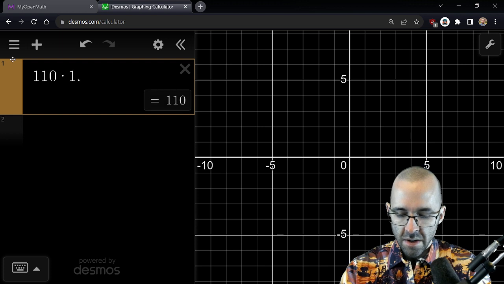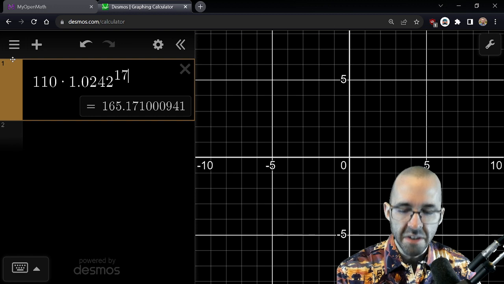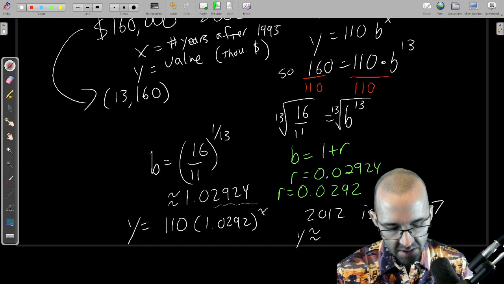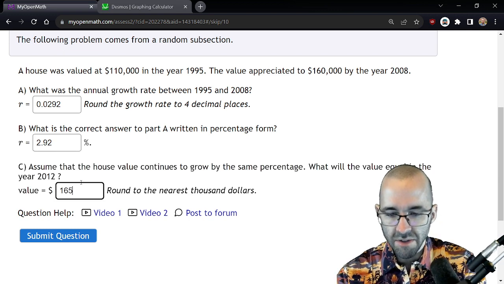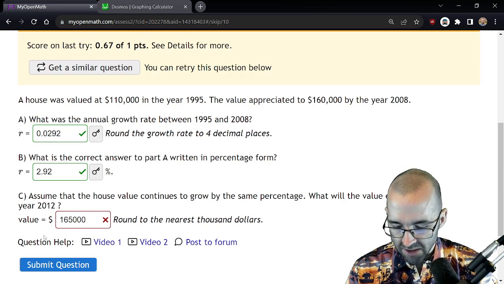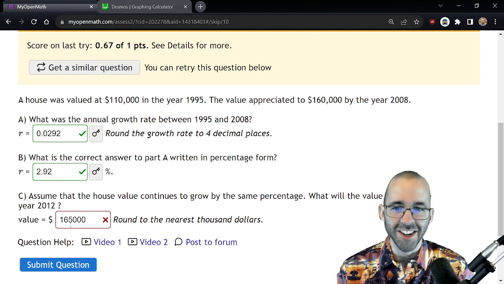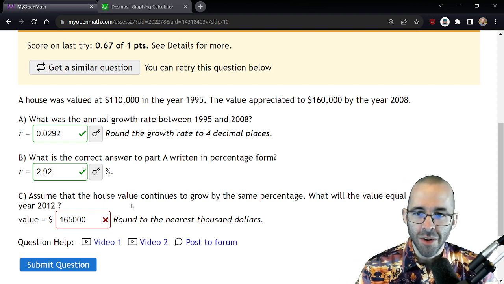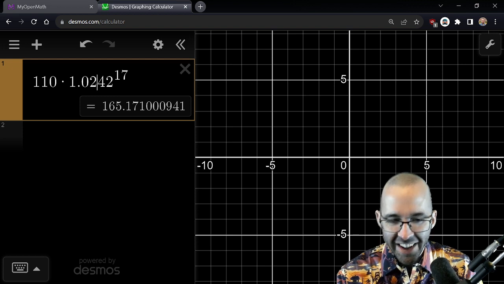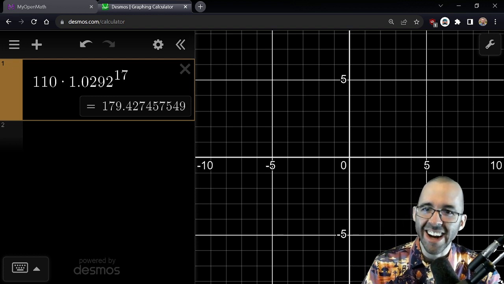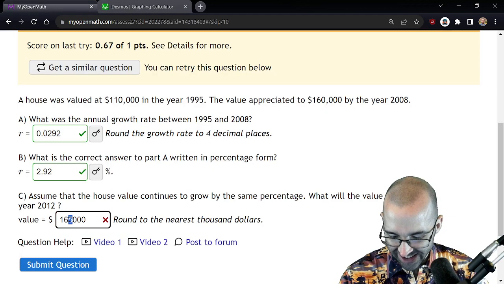110 times 1.0242 raised to the 17, about $165,000. So $165,000 is our answer. Oh. Uh-oh, what did I do? Do we have the right growth rate? 2.292. Oh, we didn't type it in right. About $179,000.